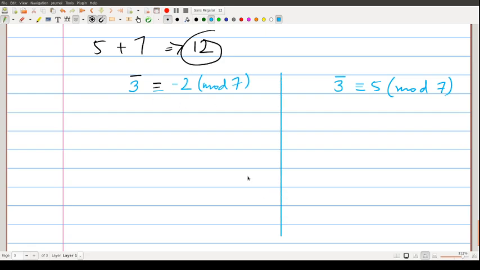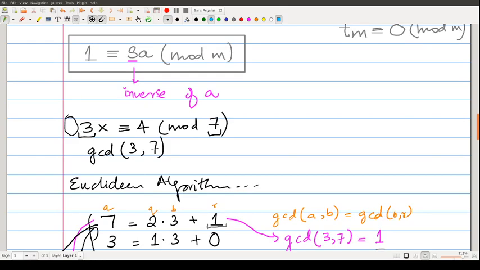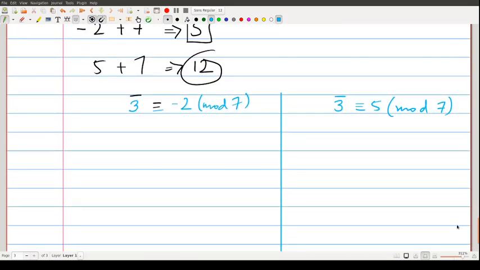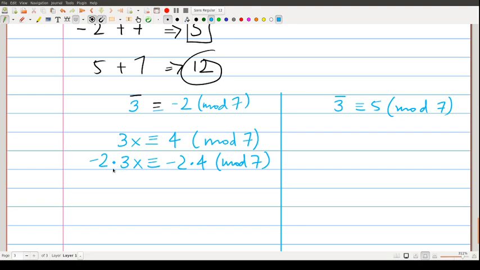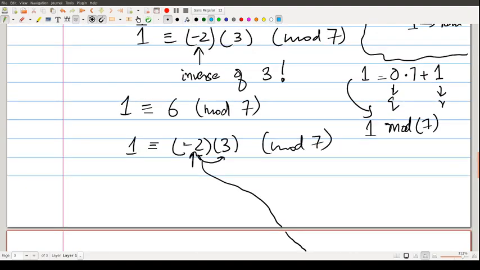So the equation that we were trying to solve was 3x congruent to 4 mod 7. If I use minus 2, let's multiply minus 2 on both sides. Minus 2 times 3, x congruent to minus 2 times 4 mod 7. Minus 2 times 3 should give me 1 because they are inverses of each other. So I have minus 2 times 3 is congruent to 1 modulo 7.